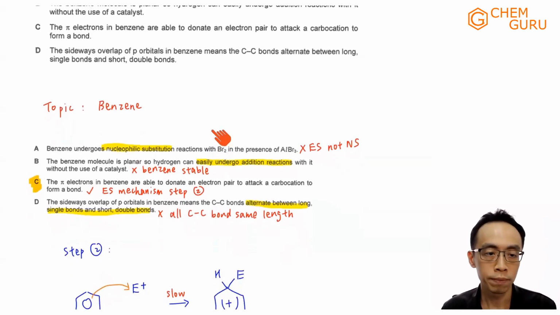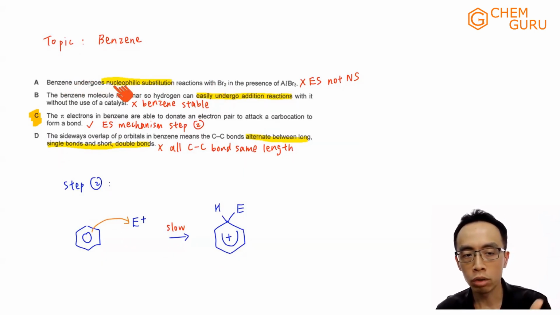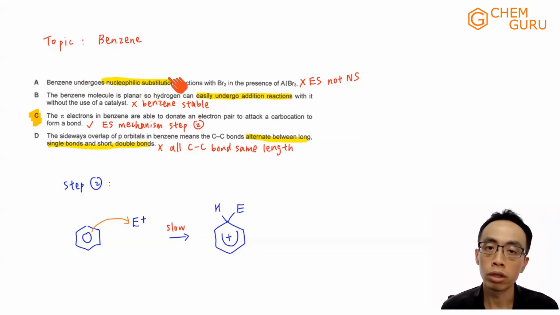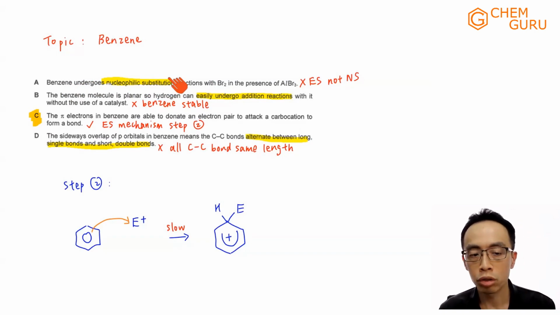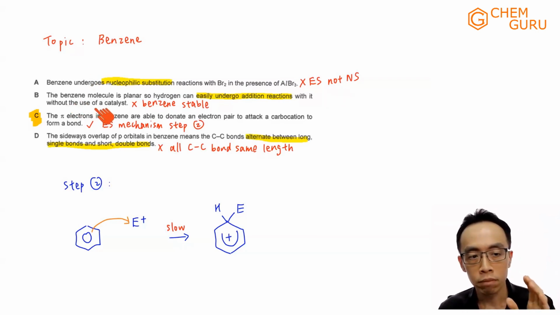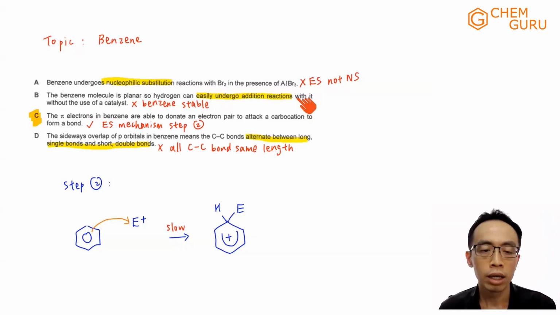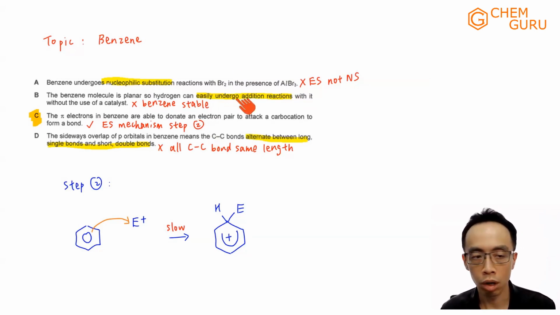Pretty simple question involving benzene, obviously. A, benzene, does it undergo nucleophilic substitution? Totally not true, correct? Benzene is electron rich. It should be reacting with things that are electron poor. It will take part in electrophilic substitution reaction, not nucleophilic substitution reaction. A is totally wrong. B, benzene molecule is planar, so hydrogen can easily undergo addition reaction, which is also not true. Benzene doesn't do that. Benzene is stable, stabilized by resonance, so it doesn't take part in addition reactions. So B is also not correct.